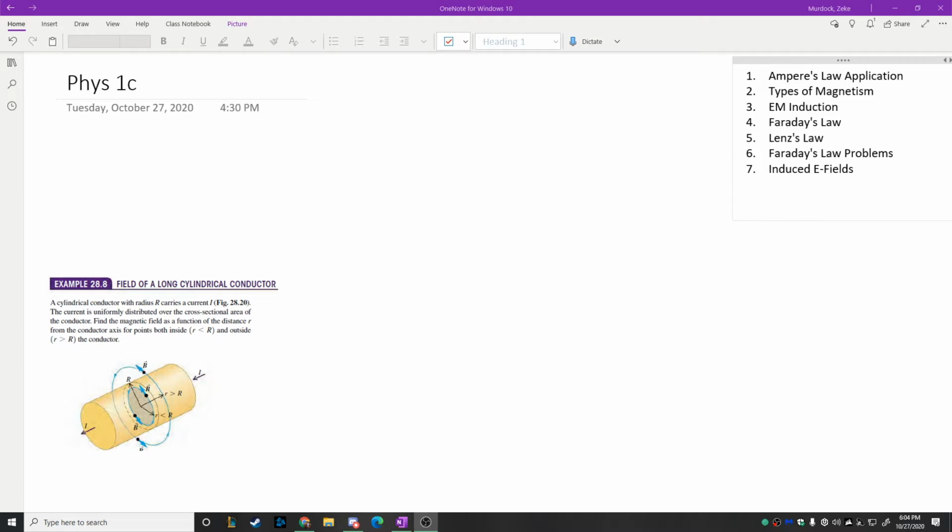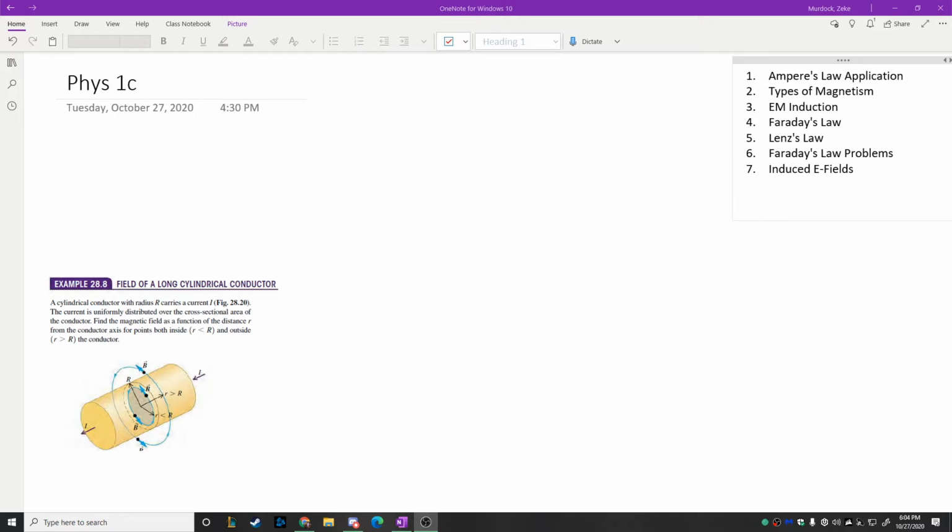I'm going to refresh what Ampere's law was, and then we'll do a problem to kind of cement that review. And then we'll talk about different types of magnetism and kind of like where magnetism comes from. So that's part of what we're talking about tonight.